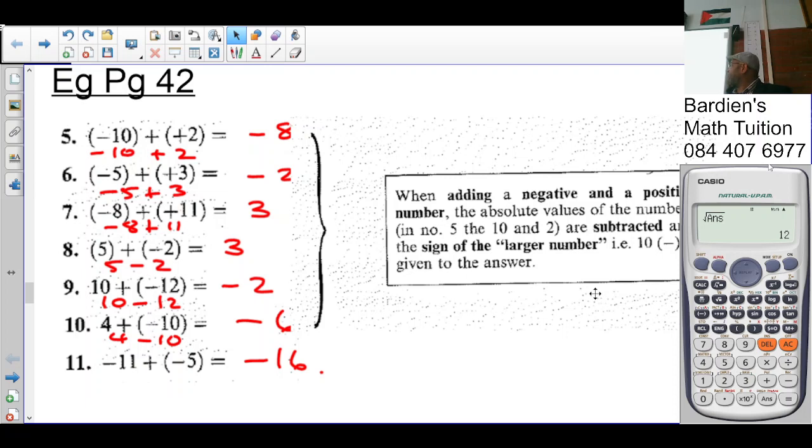People, listen, I want you guys to write down. Again, make a little bracket there indicating I think number 11 does not conform to this rule here. Okay? When adding a negative and a positive number, the absolute values of the numbers, in number 5, which is 10 and 2, are subtracted, and the sign of the larger number, which in this case is 10, is given to the answer. That is what we just indicated when we used that purple pen there.